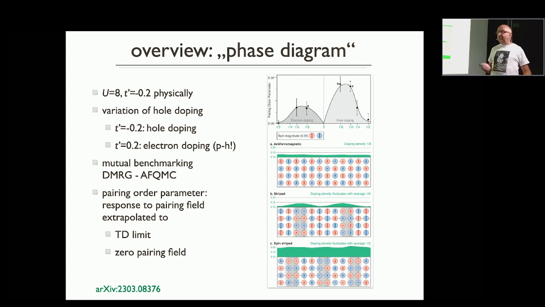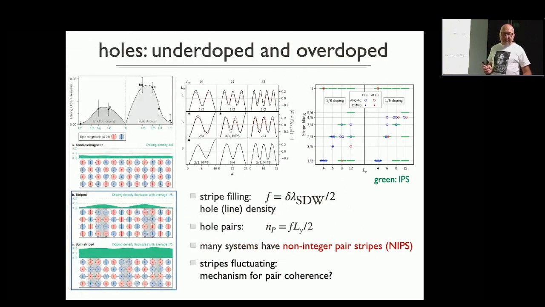So the approach we use is exactly the same one as we used for the T prime equals 0 paper, but it turns out that the numerics was much, much harder. In fact, without some of these improvements in the methods, this would not have been possible, and comparing the two methods actually led to many of these improvements. Anyways, let me focus on the hole-doped side.